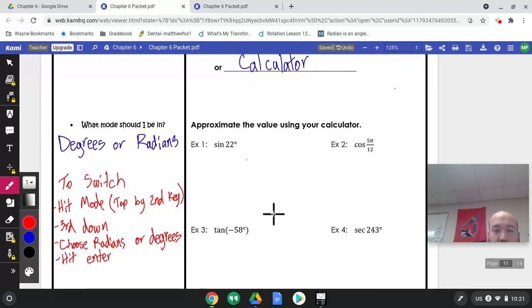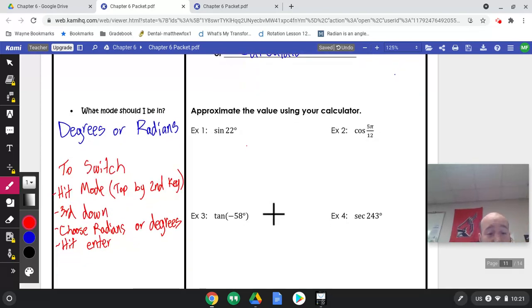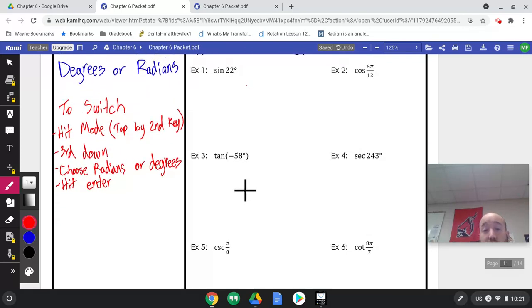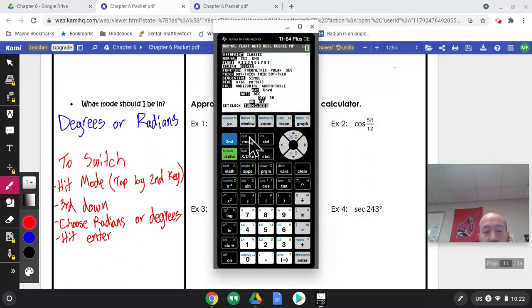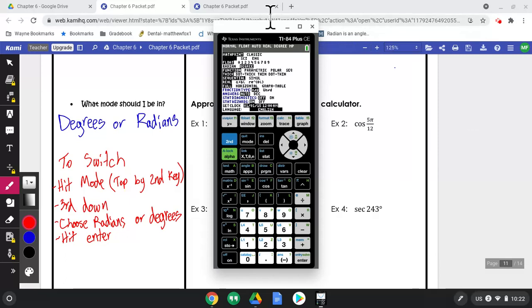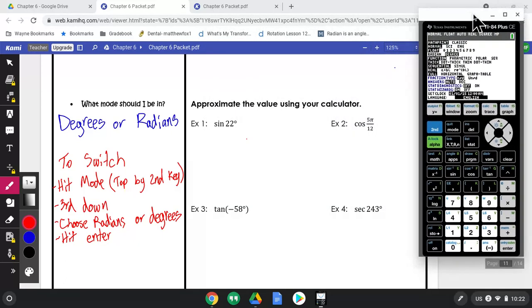All right, so now, when we are finding them, because of this situation, I think it's good. Let's do all the degrees first, and then we'll deal with all the radians. So if we go right here, once again, double check. We're going to go mode. It's in degrees. I'm going to close this, and then I'm going to move the calculator over there. So it's in degrees, so we can hit clear. Okay, now, sine of 22. This one's pretty easy. All we do is sine 22, close your parenthesis, and we hit enter.